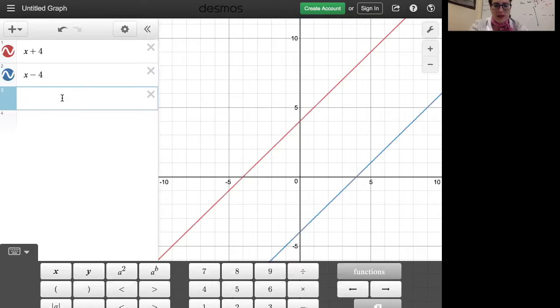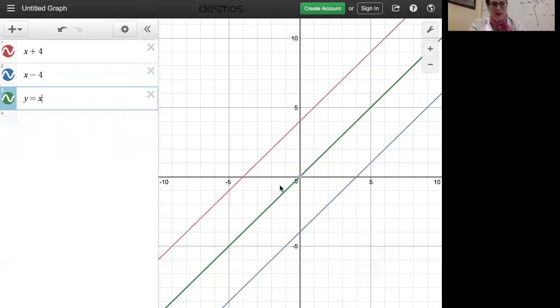Now I also made this claim that inverse functions are reflections across the line y equals x. So there's our line y equals x, that green line. If you can imagine folding along that green line, the red line and the blue line would match up. That's what it means for x plus 4 and x minus 4 to be reflections across the line y equals x. That also is another way of showing they are inverses.